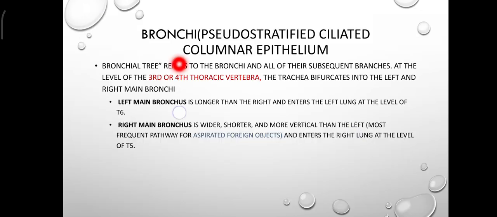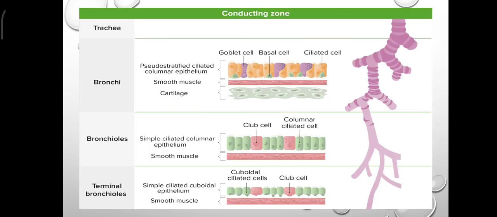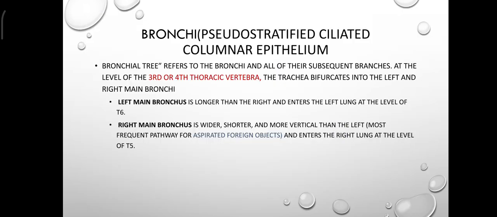First of all, bronchi. The trachea divides at the level of the carina into two bronchi. Bronchi basically divide at the level of the third or fourth thoracic vertebra, where the trachea bifurcates into two bronchi, the left main bronchus and right main bronchus. The main important thing is this, that the right bronchus is wider, shorter and more vertical than the left one.